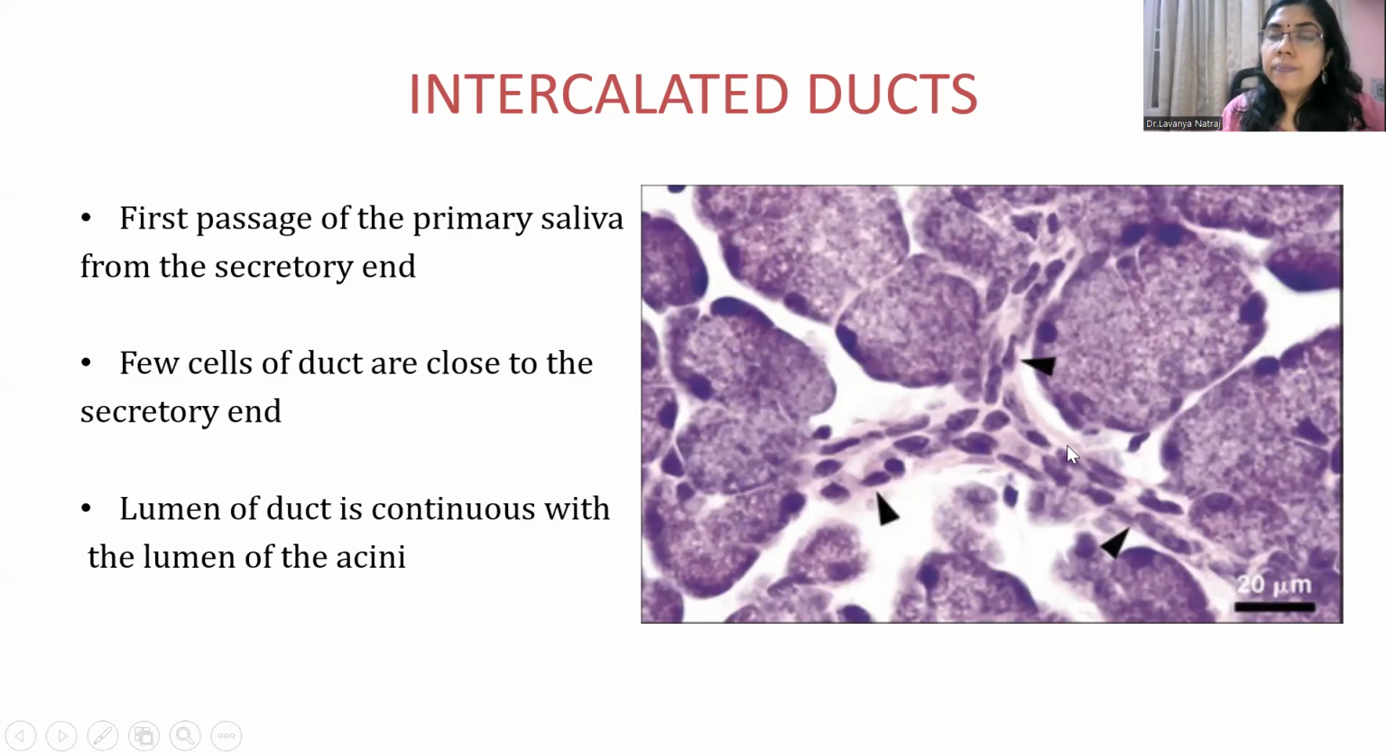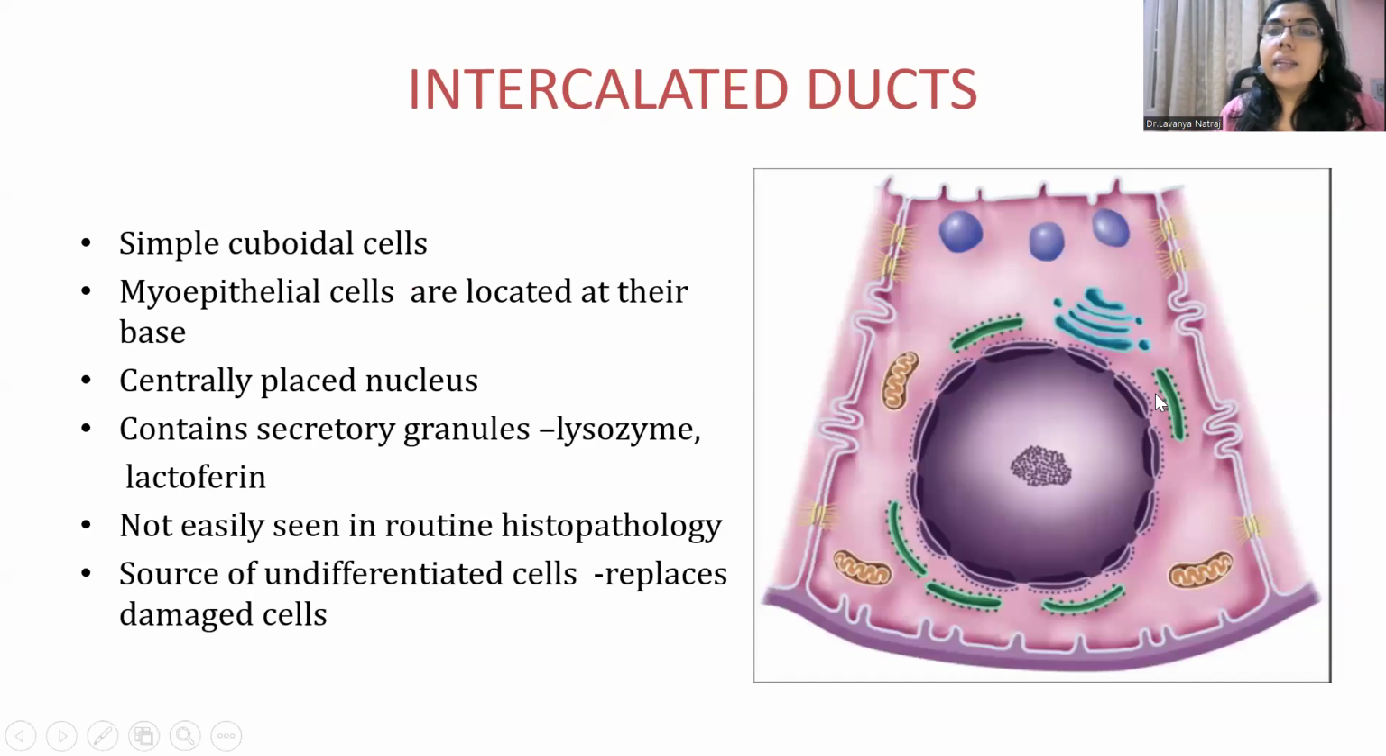Now we move on to the detailed description of the intercalated duct. These are simple cuboidal cells. Myoepithelial cells are located at the base, which I have shown you in the other part. They have a centrally placed nucleus and contain secretory granules like lysozyme and lactoferrin. They are not actually seen in the routine histopathological section, and they are a source of undifferentiated mesenchymal cells.